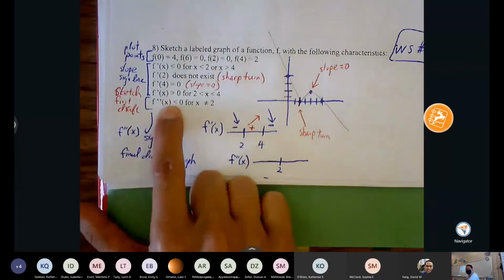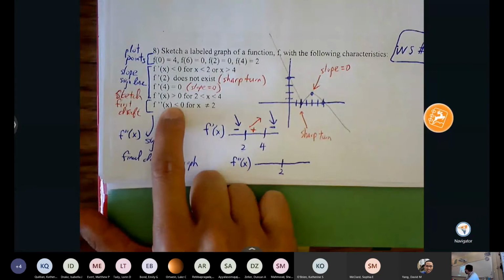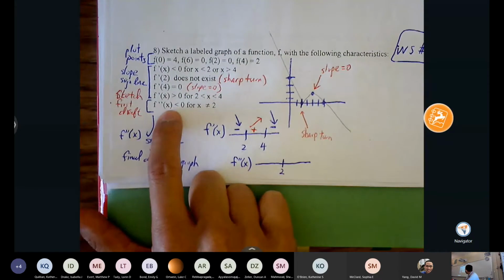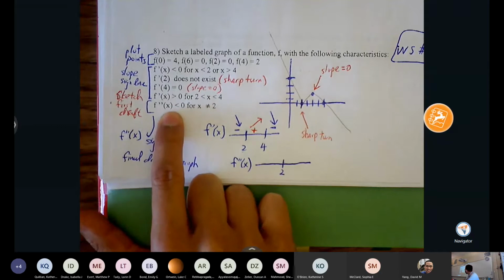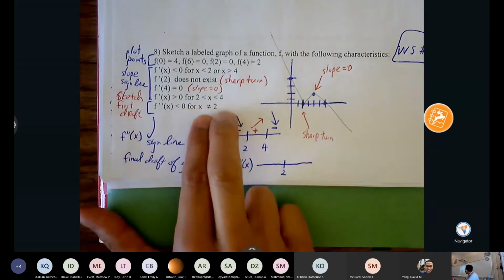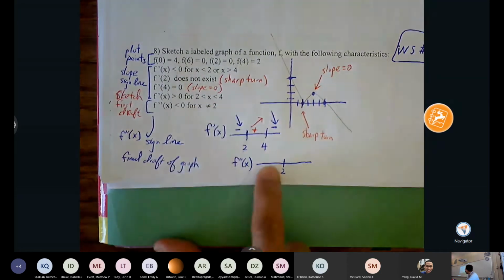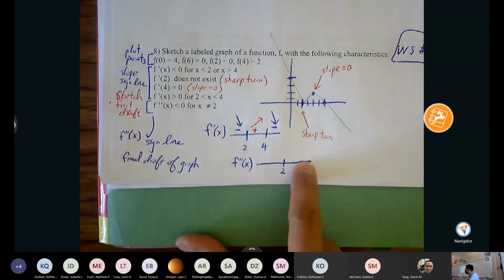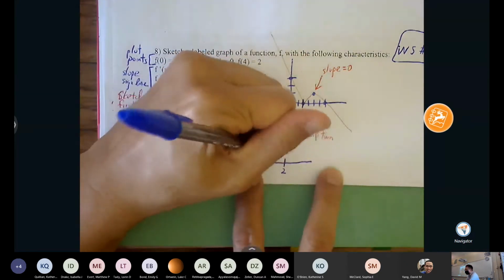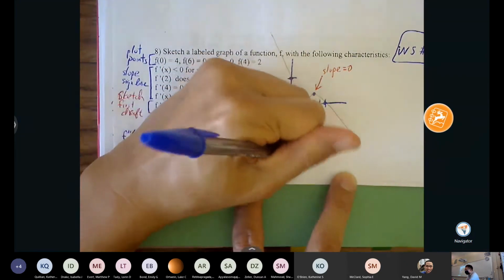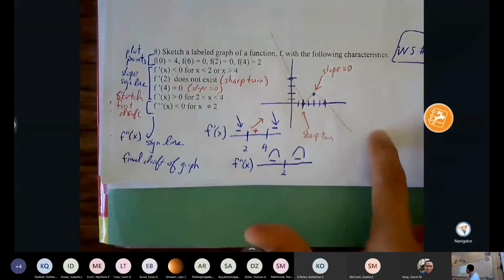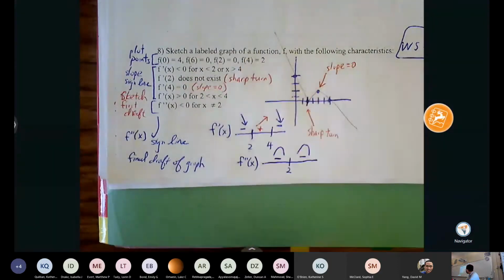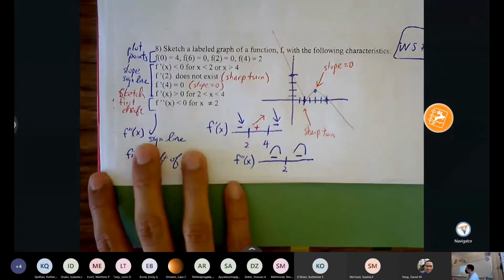All right, f double prime is less than 0. How can we reword that? Concave down. Okay, so where do we want concave down? Everywhere but 2. So to the left of 2, we want concave down. To the right of 2, we want concave down. So now we can update our draft of our graph and give it the full feature.